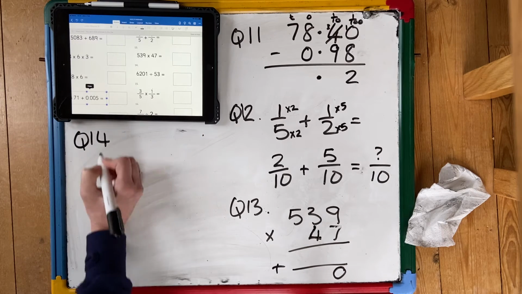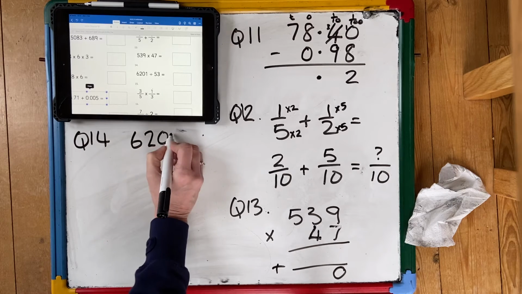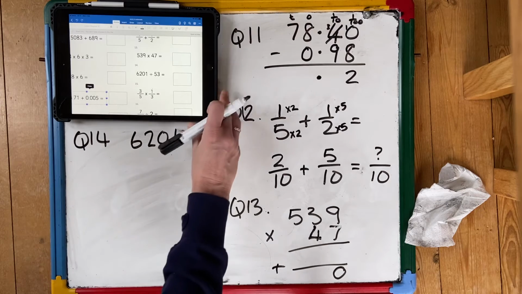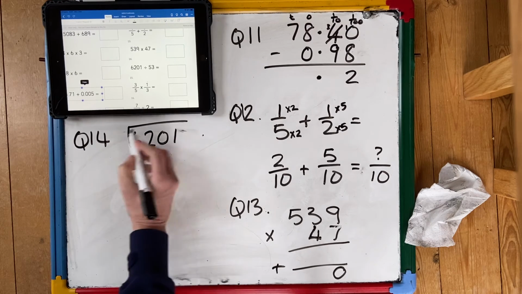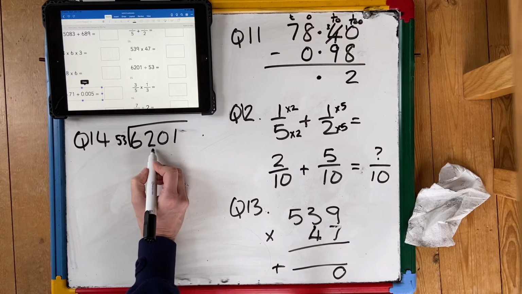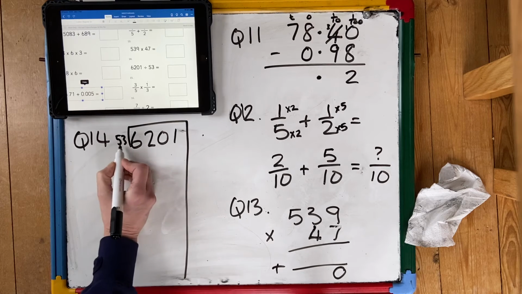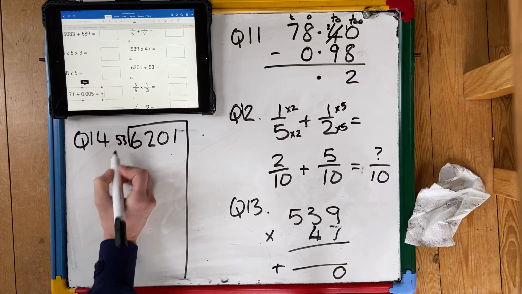Question 14. 6,201 divided by 53. So the question is asking you, how many 53s are in 6,201? For this we need long division because it's a 2-digit number. You can do it as short division.